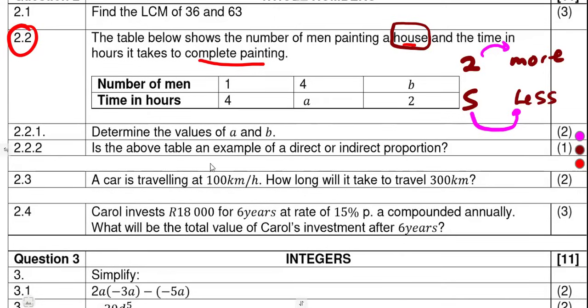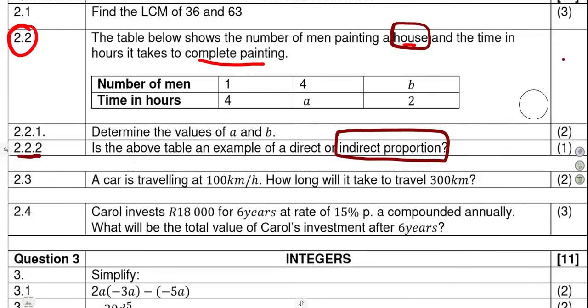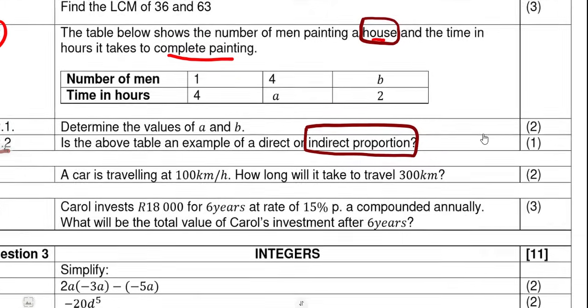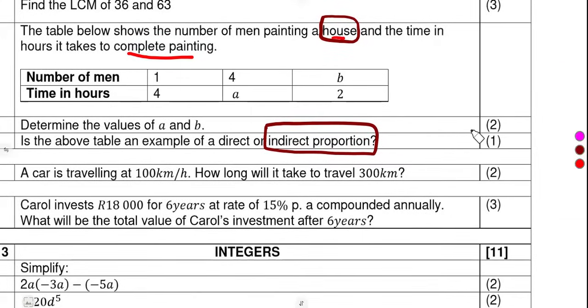So I have actually answered question 2.2 to this one. Is the above table an example of direct or indirect? So this one, it is an indirect. When one is increasing, another one is decreasing. A vice versa of how you interpret the actual meaning of the rate of work. Okay, we are working with the rate of work, guys. Indirect proportion. Direct, the lesser value must go to a lesser value. The bigger value must go to a bigger value.